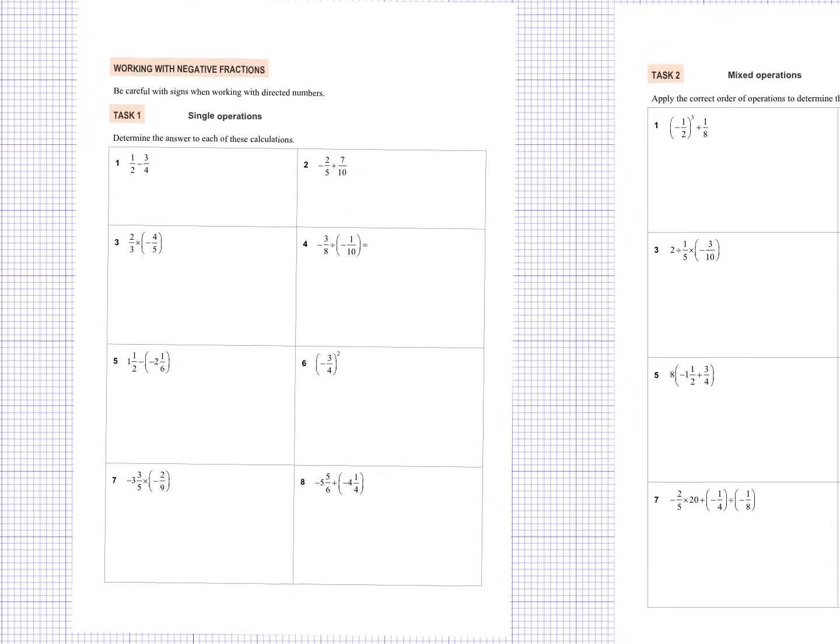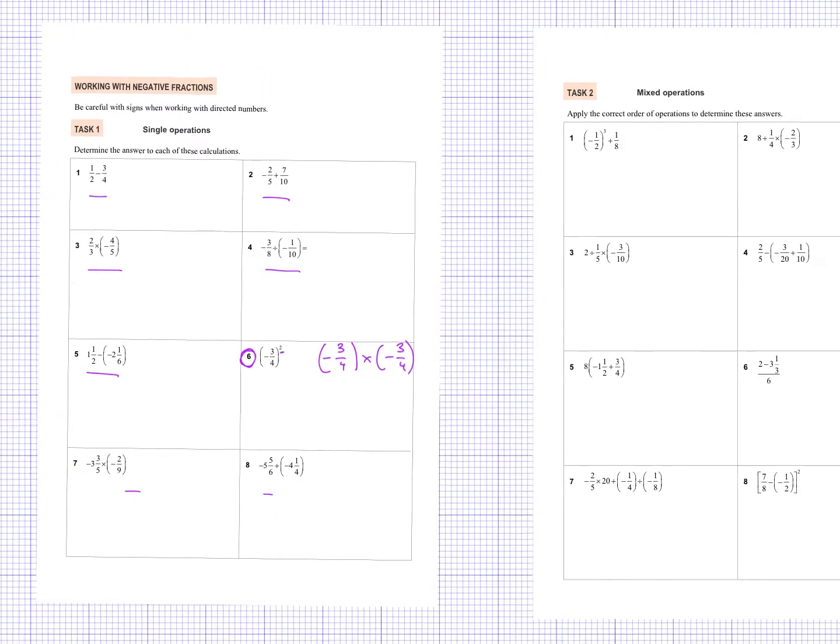So the first few are pretty straightforward. We've done things like that before. Number 6 is where we start to get interesting. If you remember what this little 2 means, it means squared. And really, it just means whatever's in the bracket times by itself. So you'd have 2 sets of brackets like that, and that would be squared. So that's something for you to look at. Then the last 2 in that page are pretty straightforward as well.